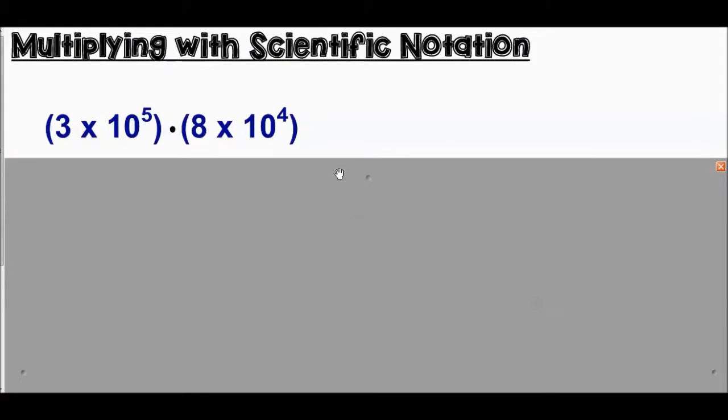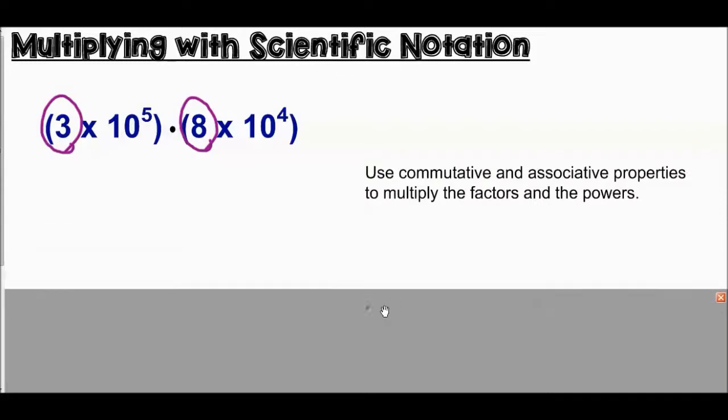Let's look at multiplying with scientific notation. We're going to use that same principle that we saw in the previous slide of reordering things. It's all multiplying, so I can use the commutative property and reorder. I can go ahead and multiply 3 times 8. 3 times 8 is 24 times 10 to the 5 plus 4, which would be 9.